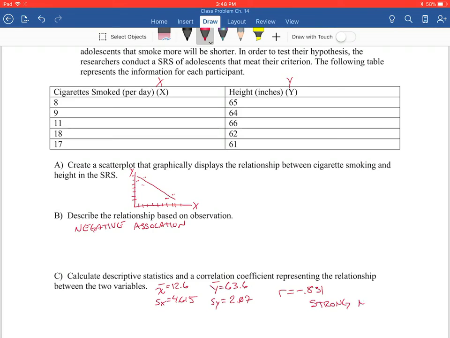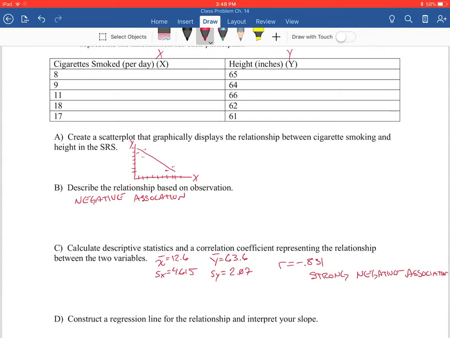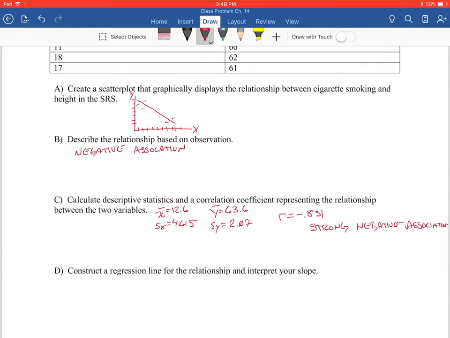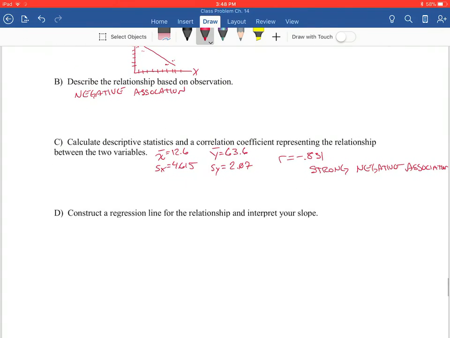So we would say, yeah, it's a strong negative association, right? We can tell it's strong because the absolute value of R is greater than 0.7. We know it's a negative association based off the negative value and the fact that it slopes from the y-axis down to the x-axis. That's how we describe our relationship.